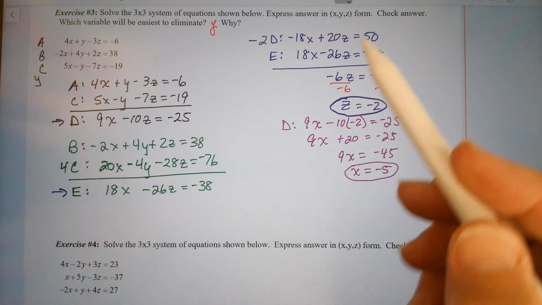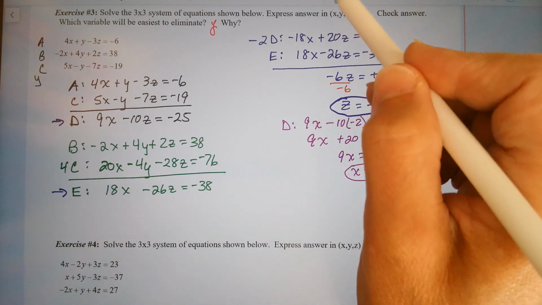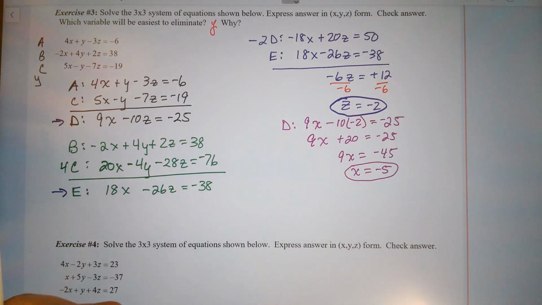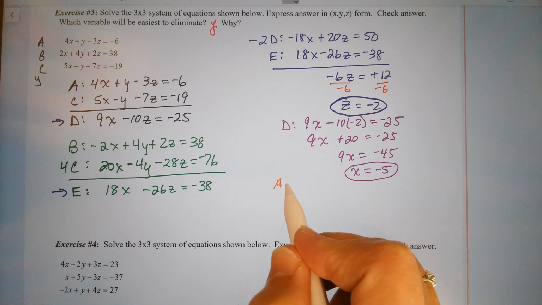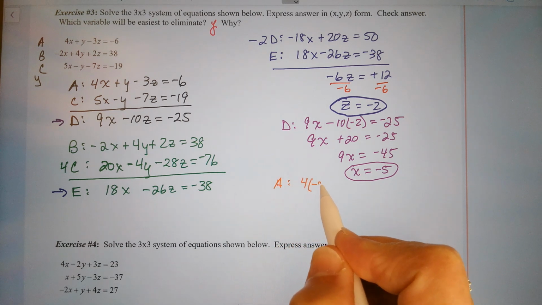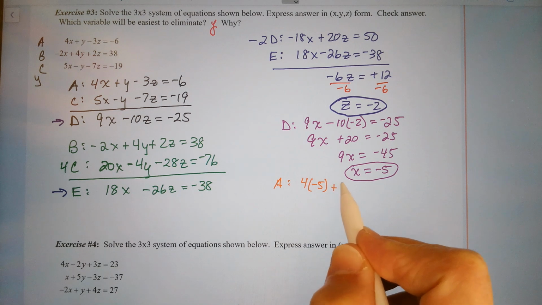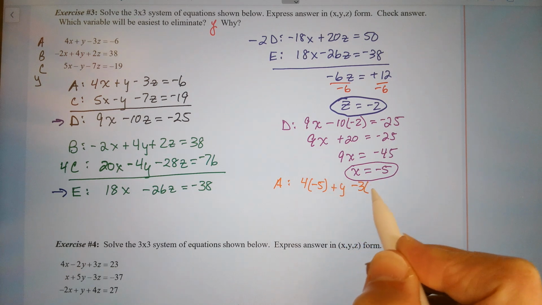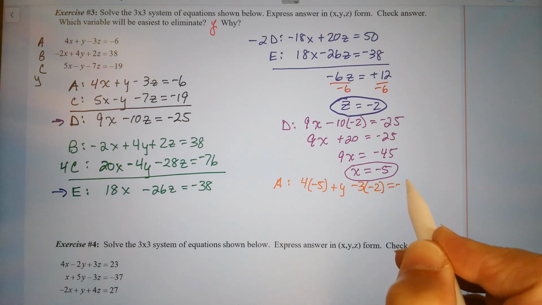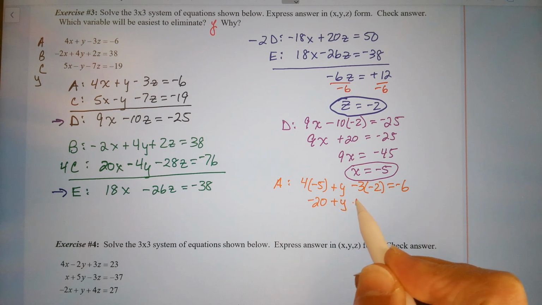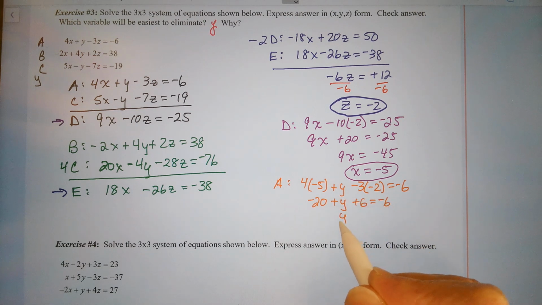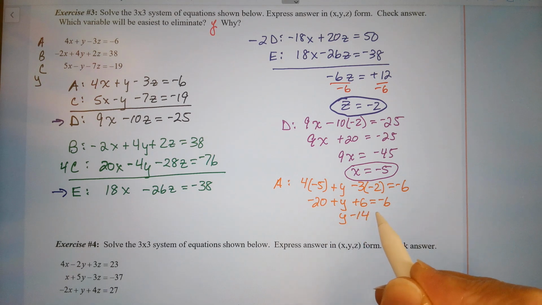Now we want to find our last one, y, so we have to go back to one of the originals. I'm going to go back to, I guess, A. 4 times negative 5, substituting negative 5 in for x, plus y, minus 3 times z, which is negative 2, equals negative 6. So this is negative 20 plus y plus 6 equals negative 6. That's y minus 14, these are like terms, equals negative 6. Add 14 and y equals 8.